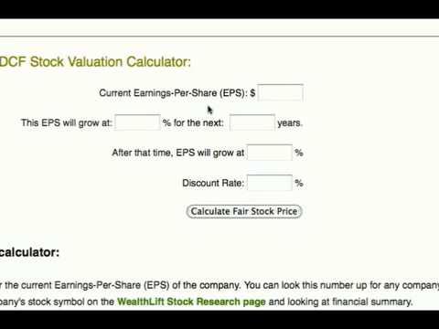For example, based on a quick search through the WealthLift stock research page, we can see that Apple Inc. had earnings per share of $20.99 in the last year. Let's say that we expect earnings to grow at a fairly high rate for a large cap of 10% a year for the next 5 years, based on some of the new Apple products coming out soon, but only at 3% a year after that due to the company maturing and the product sales slowing down.